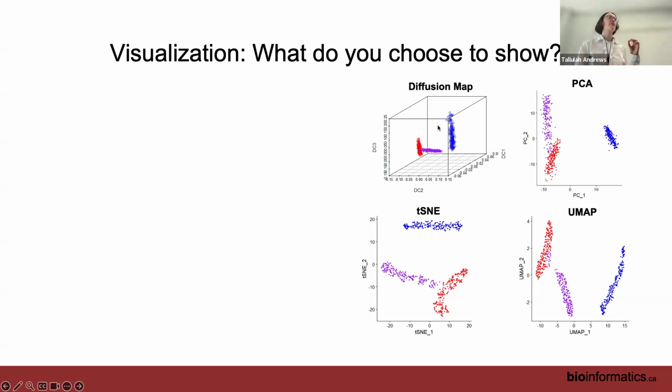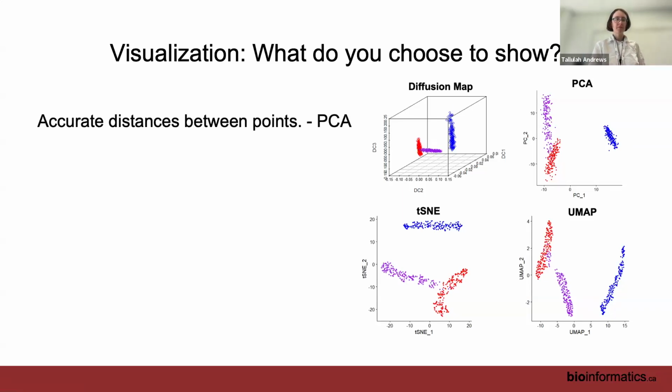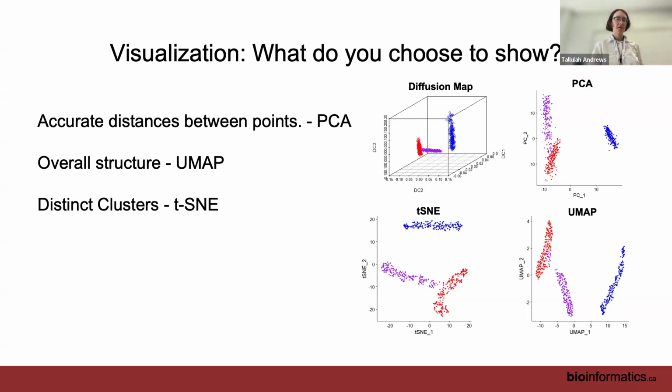Diffusion maps specifically try to capture trajectories in your data. So if you have a developmental trajectory of one cell differentiating into some other cells, diffusion maps tend to capture that better than the other methods, because that's the whole idea they're trying to preserve: trajectory information. So PCA preserves accurate distances between points. UMAP aims to preserve the overall, large-scale structure of your data. t-SNE tries to preserve distinct clusters, and diffusion map tries to preserve trajectories and gradients.